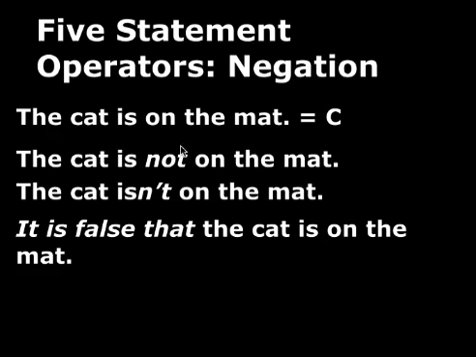Then all of these, the cat is not on the mat, the cat isn't on the mat, it's false that the cat is on the mat, we can translate into our notation as tilde C. So tilde is going to be our symbol for negation, and C is standing for our atomic statement here. So this means not C, the negation of C. This is how we would translate any of these three sentences. So tilde is the symbol for negation.